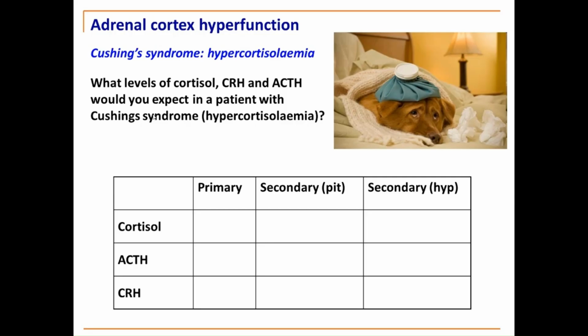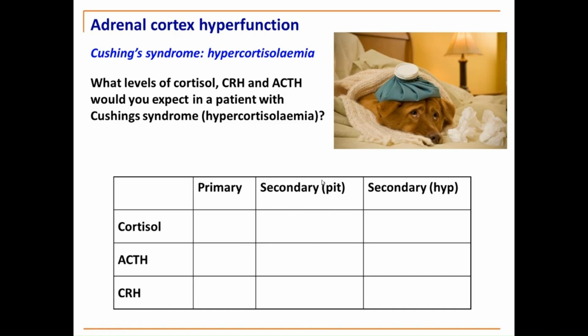So this is any cause of hypercortisolemia, the most common being people taking too much in the form of medication. So what levels of cortisol, CRH, and ACTH would you expect in a patient with Cushing's syndrome, so hypercortisolemia? If it's primary hypercortisolemia, in other words, there's something wrong with the adrenal glands, you may have an adrenal gland secreting adenoma, for example, or secondary due to a hypothalamic disorder, or secondary due to a pituitary disorder, in which case it is called Cushing's disease.